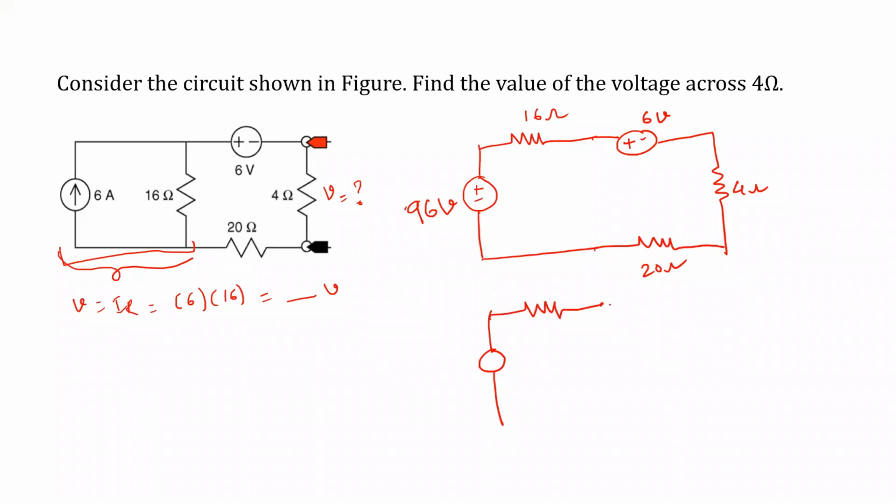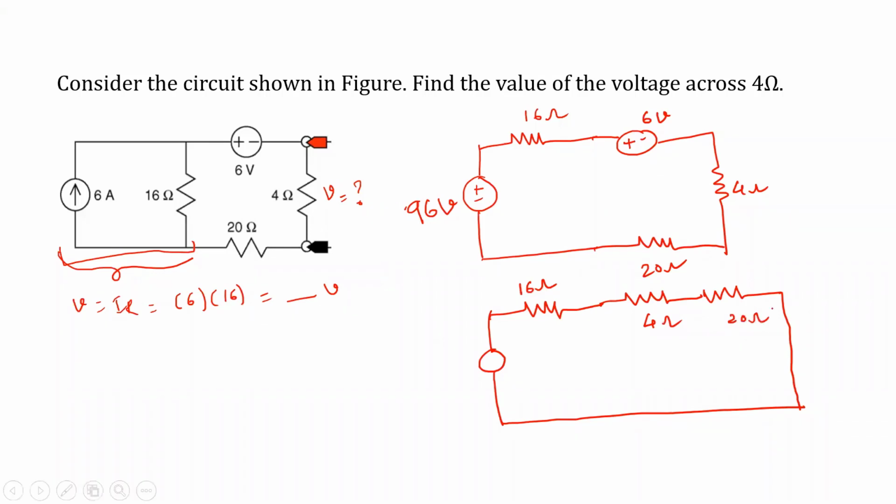Write 3 resistors as it is. They are all in series. It is 16 ohm, 4 ohm, and 20 ohm. Now, what is the value of this voltage source and its polarity? Can you tell me the answer? What could be the value of this voltage source and the polarities?